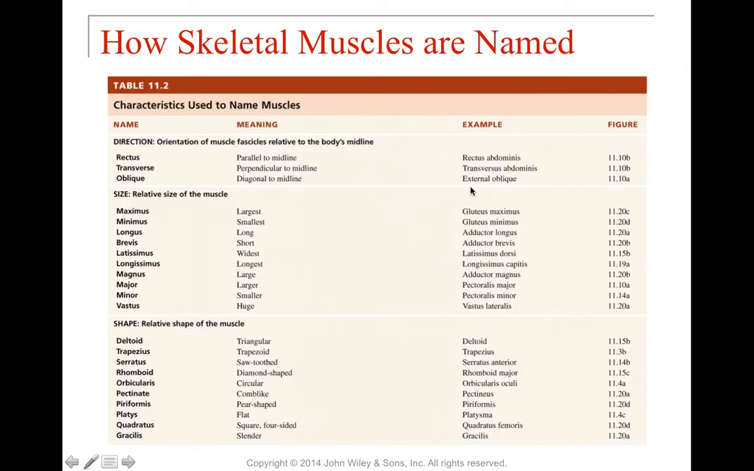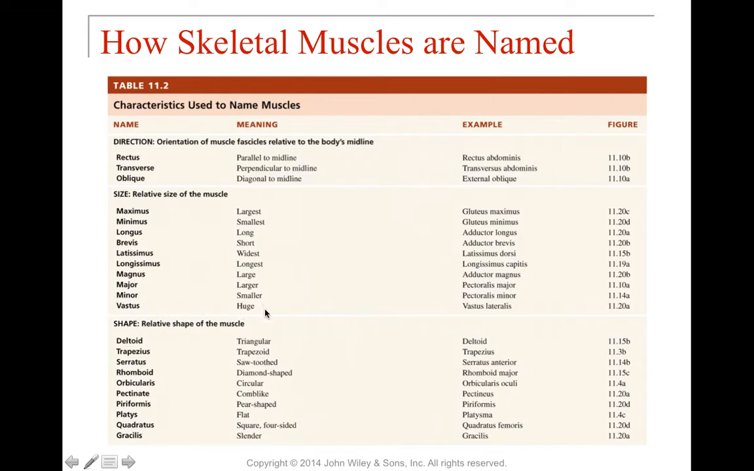The oblique would be something that runs in a diagonal, and an example of that would be obviously the external oblique muscle. So basically, anytime that you're reading these, what you want to be translating them into is what do these words mean, which helps you define both where they're located sometimes or what size they are, perhaps. For example, maximus, minimus, right? The maximus would be the largest, gluteus maximus, gluteus minimus would be the smallest of the glute muscles. Or whether they're long or short, so longus, brevis. Latissimus means widest, longissimus means longest. Magnus, large, major, larger, minor, smaller.